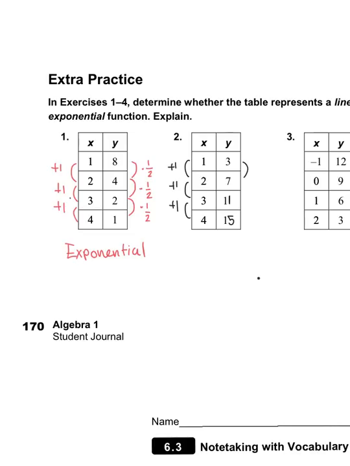and then my y values, they're not being multiplied by a ratio, right? In fact, instead they're actually being added. So there's a constant being added. So to get from 3 to 7, they added 4. To get from 7 to 11, they added 4. And to get from 11 to 15, you have to add 4. So this would be a linear function because you're not multiplying by a ratio.